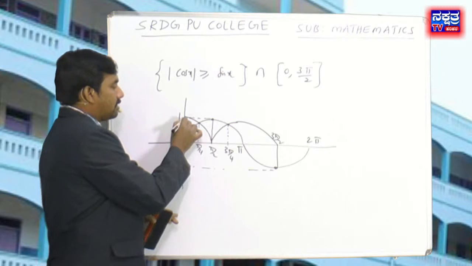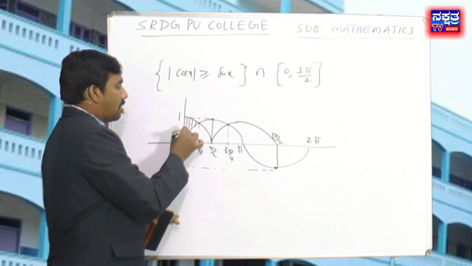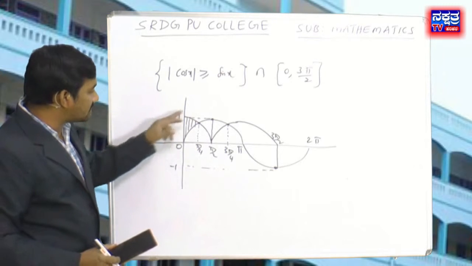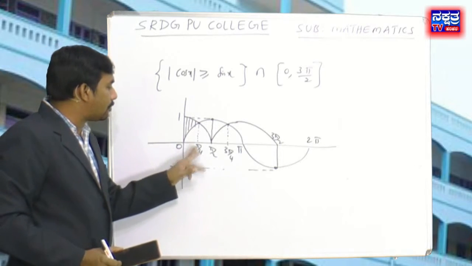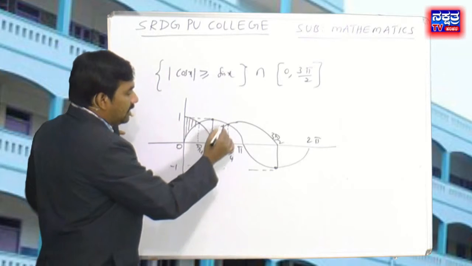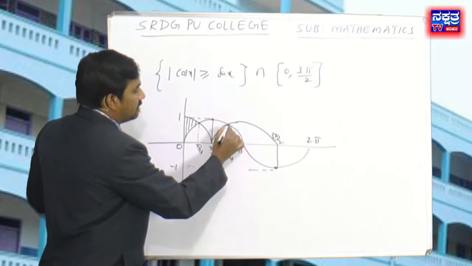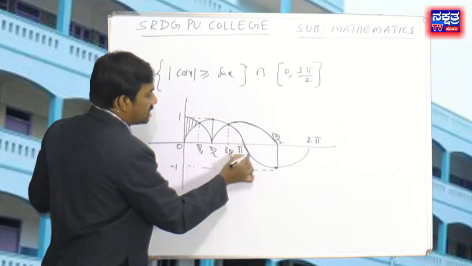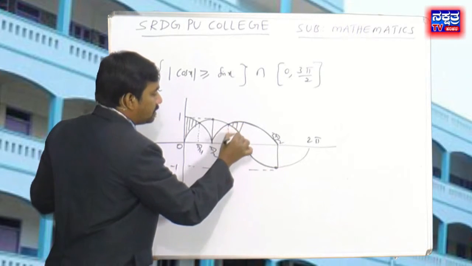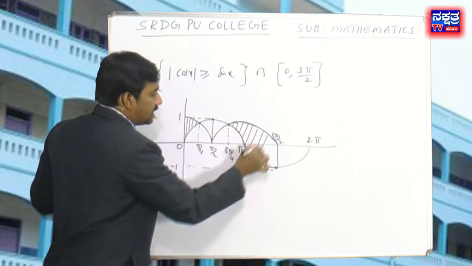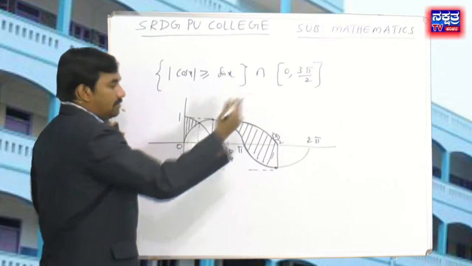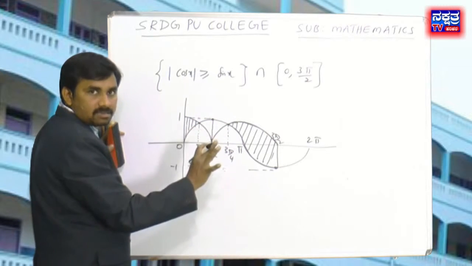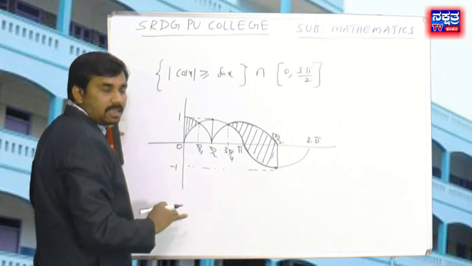Where is this part? It is mod cos x. This is the cos x graph. This is sin x graph. Cos x is greater between 0 to pi by 4. And here if you observe, this is cos x and this is sin x. So this part also, cos x is greater than sin x. But this part clearly sin x is greater than cos x. Hence, which part can we take here?